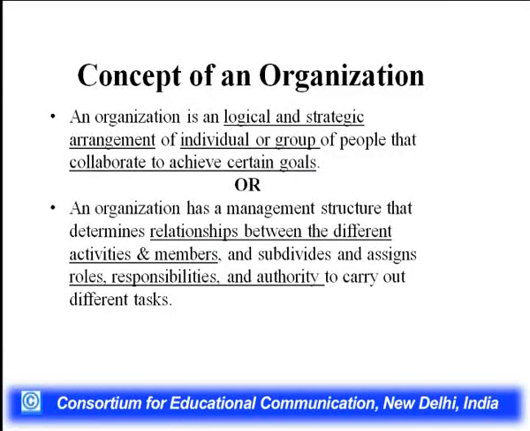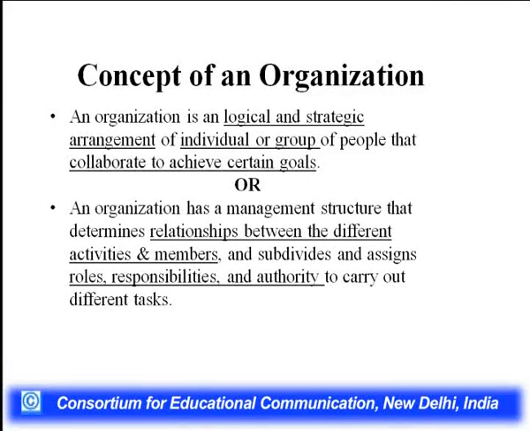So to begin with the concept of organization, as you are aware, any organization requires a kind of coordination among its human resources so that the tasks assigned to the different departments or personnel in an organization can be carried out in a smoother manner, so that the objective of the organization can be achieved efficiently. So an organization is a logical or strategic arrangement of individuals or groups of people that collaborate to achieve certain goals. Here the goal of the organization is prime, as we have referred to in the case of organizing as well.